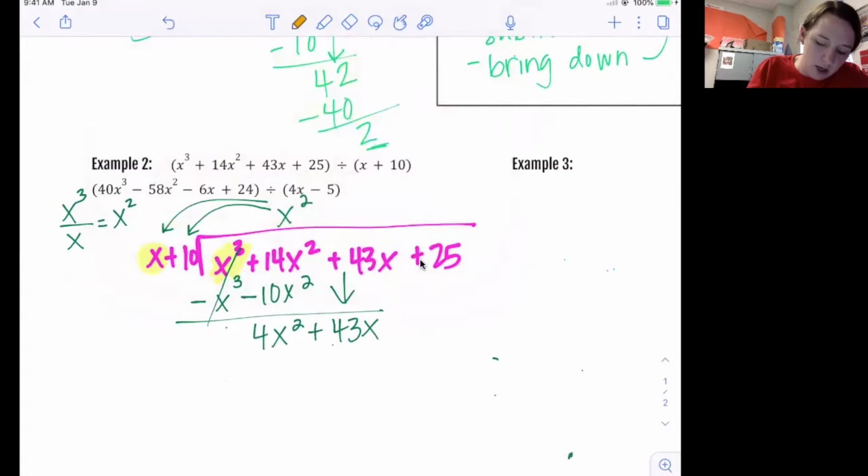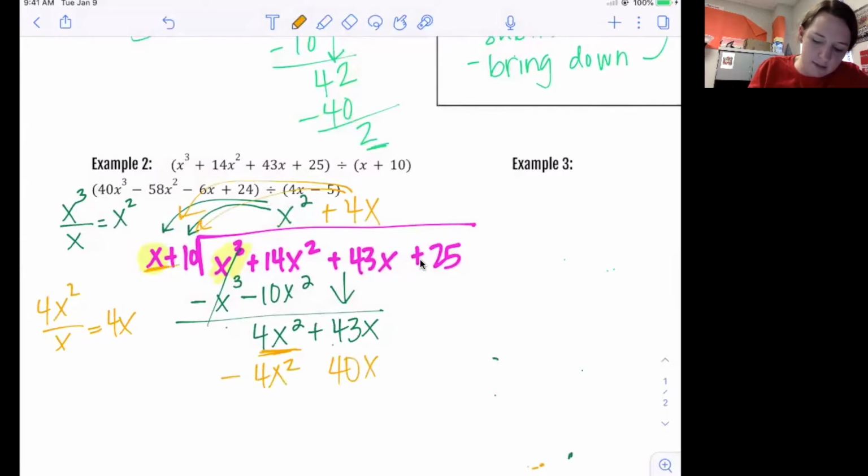So we're going to divide. Once again, we're only looking at the first terms. So I have 4x squared divided by x. That equals 4x. So I have plus 4x. Okay, multiply. So 4x times x is 4x squared. 4x times 10 is 40x.